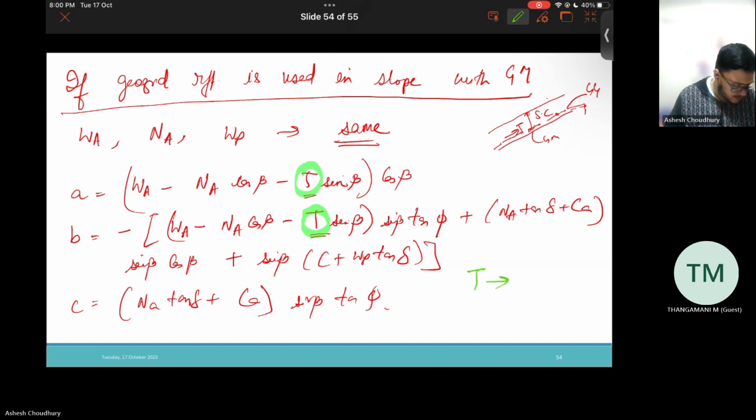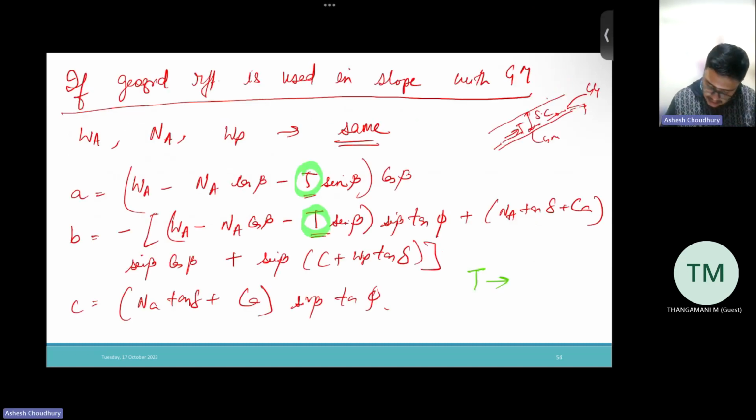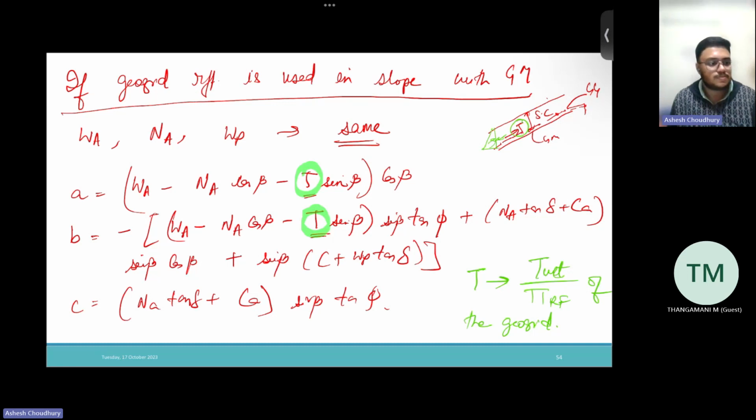T is nothing but the T ultimate multiplied by the reduction factor of the geogrid. Okay, this change will just come there. Other than that, all the other things will actually be the same. This T will be coming into the picture.